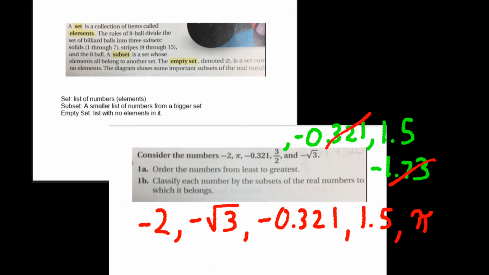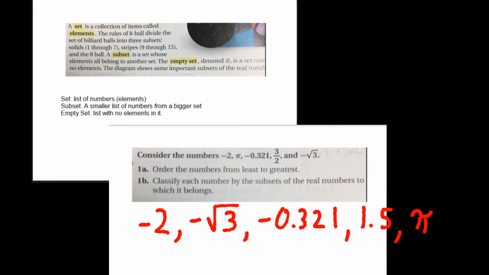Next part says, what's the classification of these? What type of real numbers are each of these elements? We've got -2, which, since it's negative, it is in the integer family. We have pi, which we saw earlier as an irrational number. We have -0.321, which is a decimal. It does not repeat, so this is a rational number.